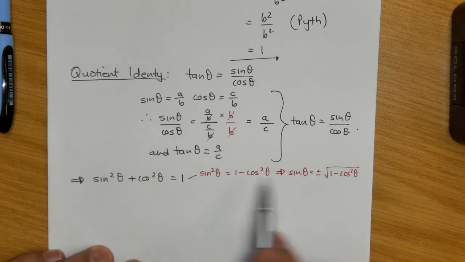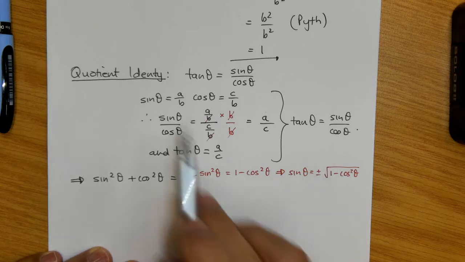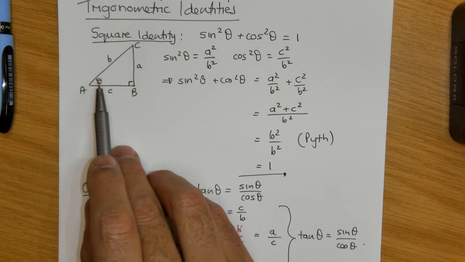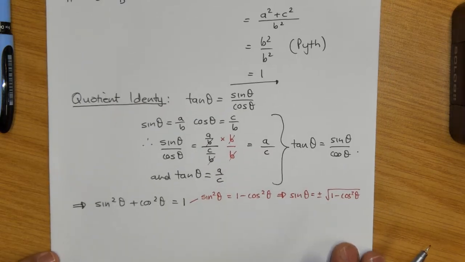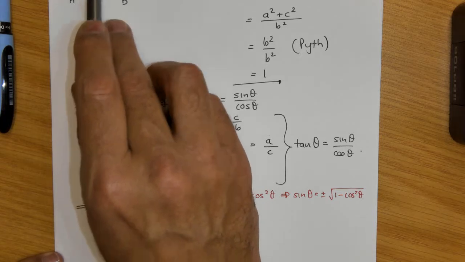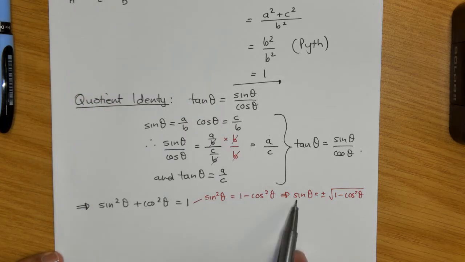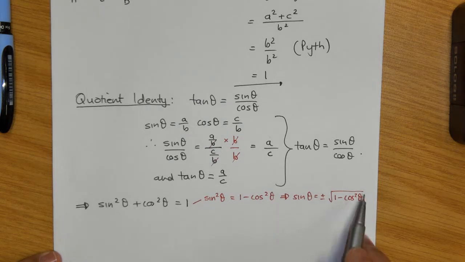Remember, you're taking the square root of both sides, so don't forget the plus or minus. Now, in this case, we're working with an acute angle inside a triangle, and we've learned in previous video clips that all acute angles lie in the first quadrant, and hence the sign of that angle will only be positive. But I'm looking at a general manipulation now. So this is for theta in general.